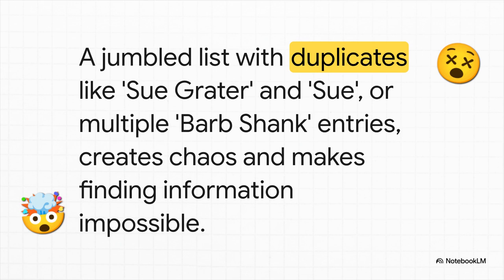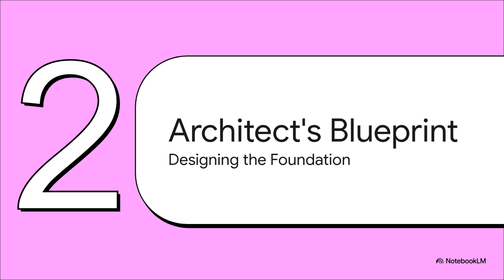Just a jumbled spreadsheet. I mean, look at this. You've got Sue Grader and then just Sue. You've got Barb Shank listed more than once. The information is all over the place. Now, imagine trying to get a clean list of your customers from this. It's a total nightmare. So, how do we fix this mess?